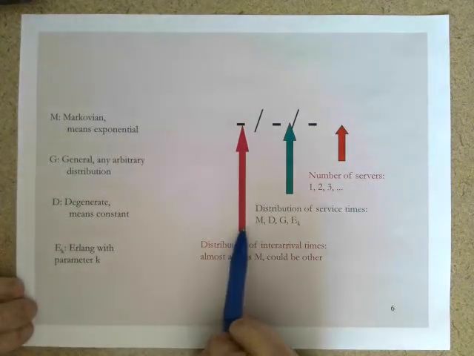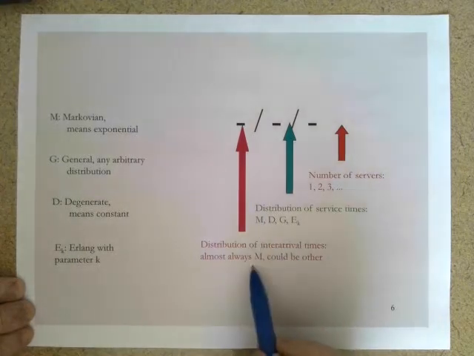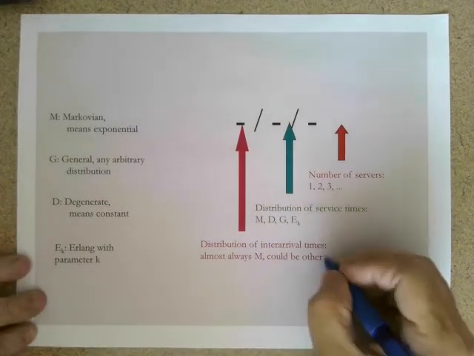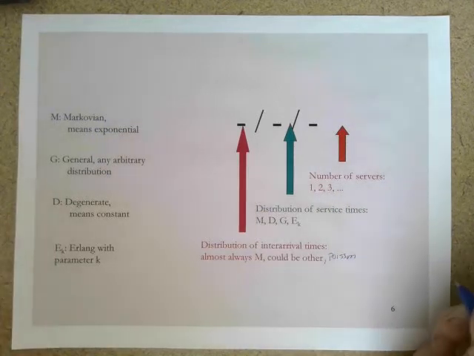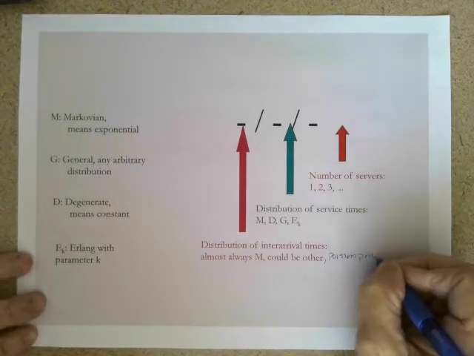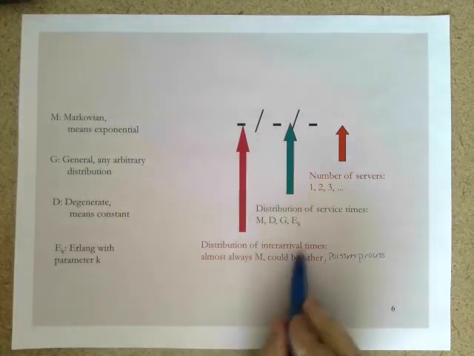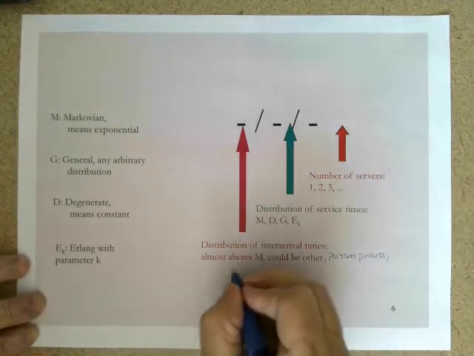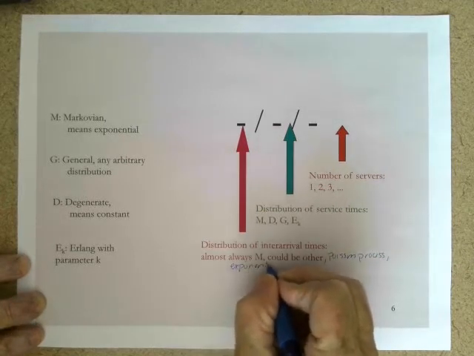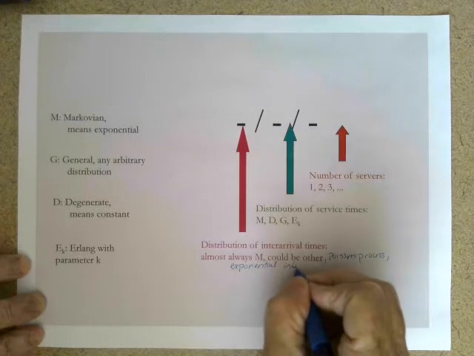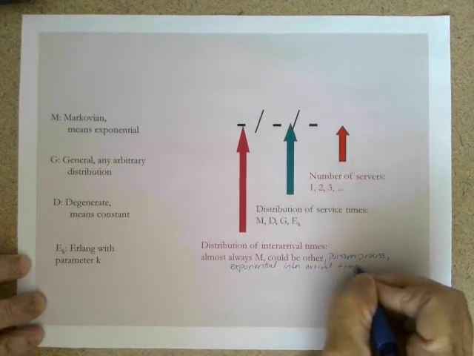So the first indicator here is almost always M, meaning that we have a Poisson process, meaning that my arrivals are according to a Poisson process and my inter-arrival times are exponential.